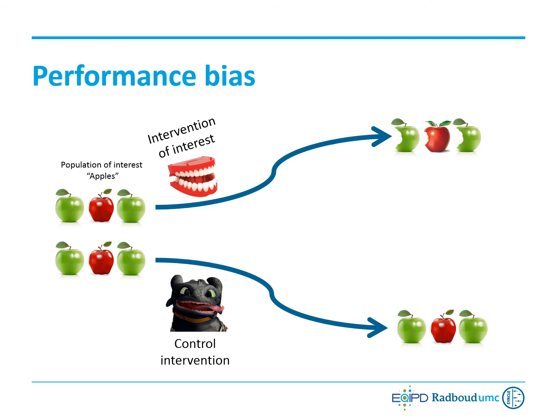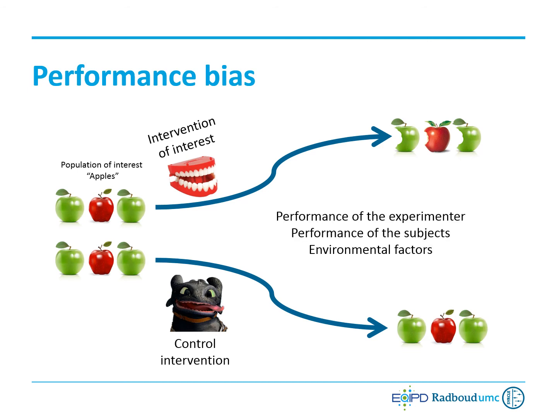The true effect of the intervention may be distorted if some factor, for instance the performance of the experimenter or an environmental factor, systematically differs between the groups and influences the outcome. Let's look at some examples and think of measures to reduce this type of bias.